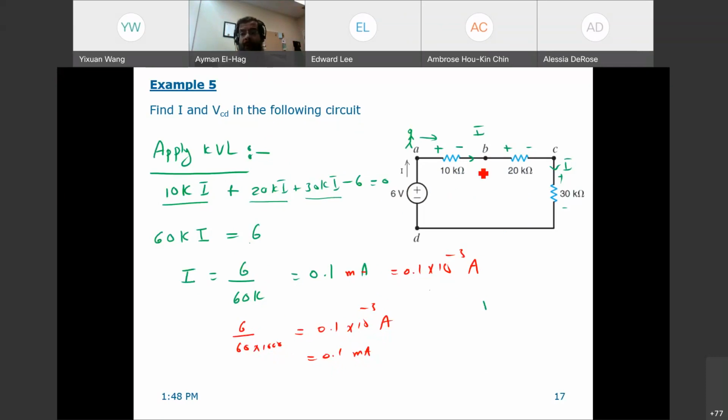Okay. Now, it also says find VCD, the voltage between point C and D. So VCD is equal to the 30 kilo ohm times the 0.1 milliamp. Now, the milli with the kilo would cancel. A kilo is 1,000, the milli is 10 to minus 3, so they will cancel. Then I have 30 times 0.1, so this is equal to 3 volts.